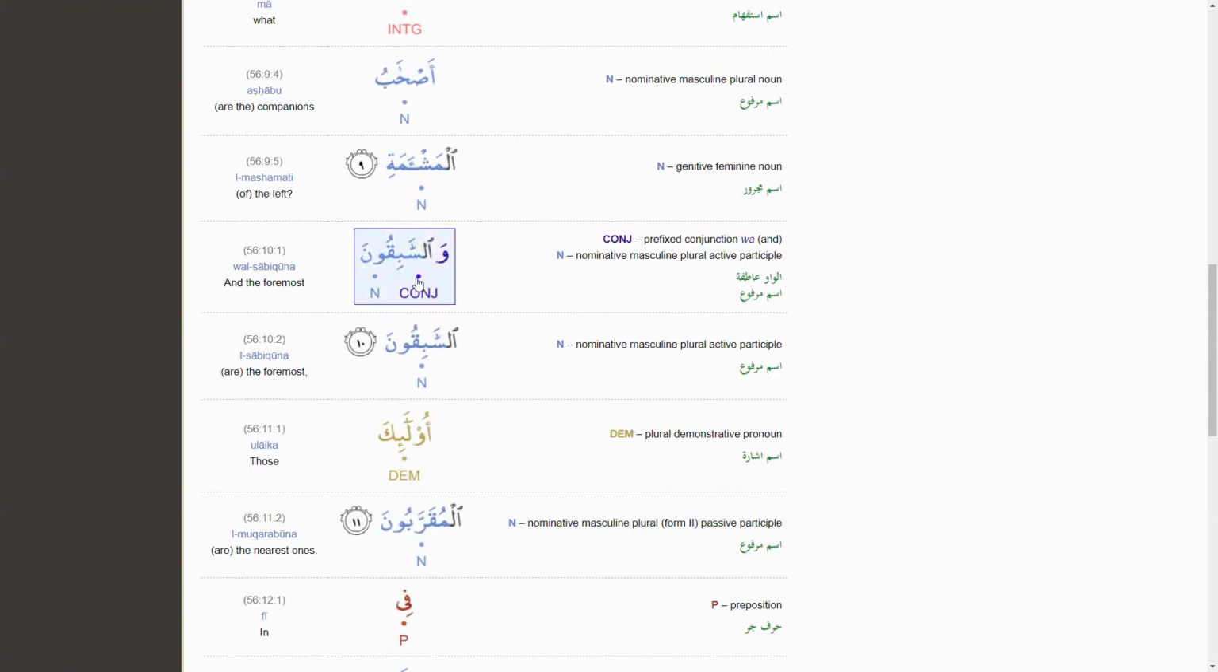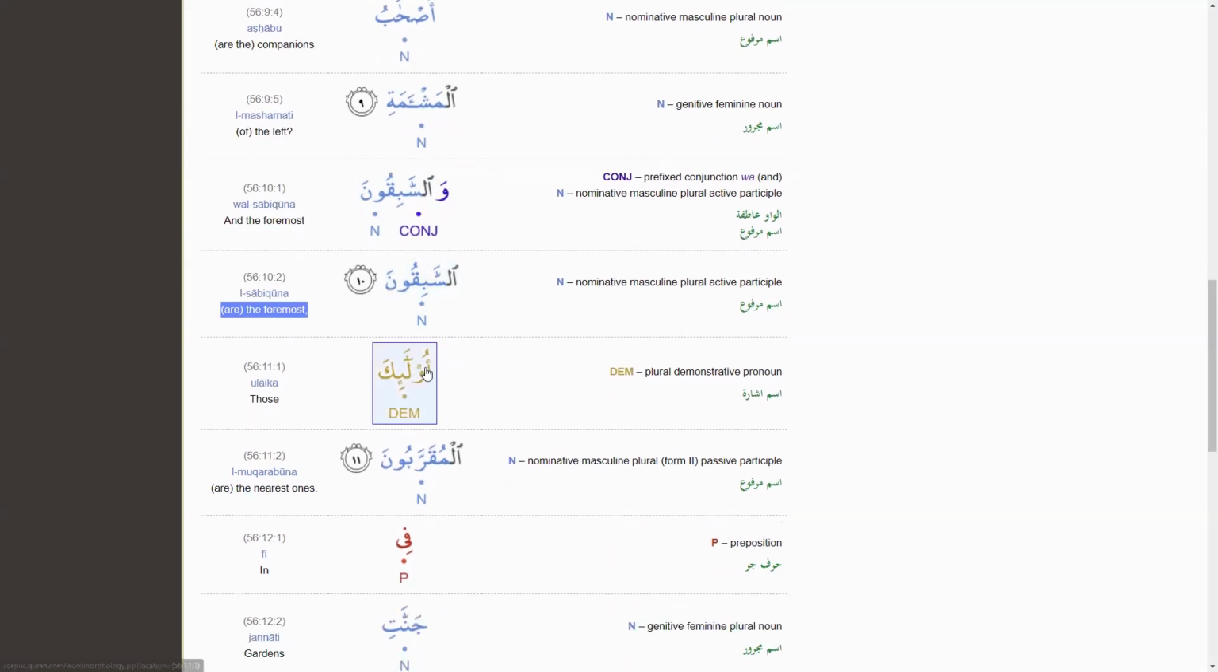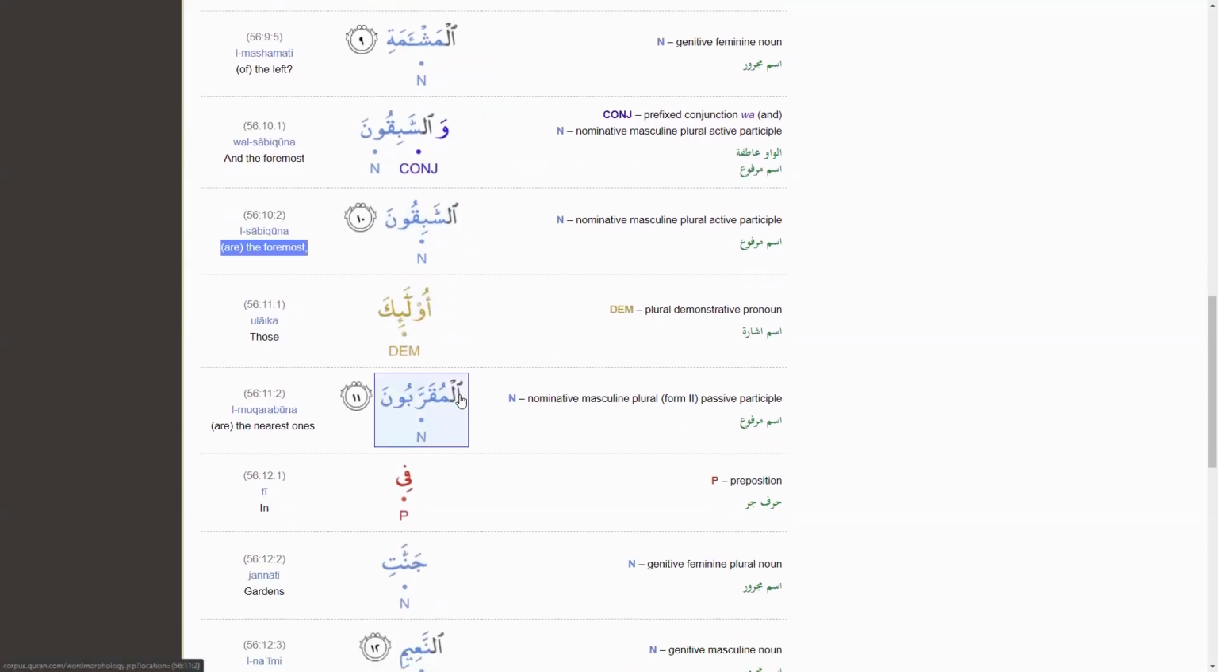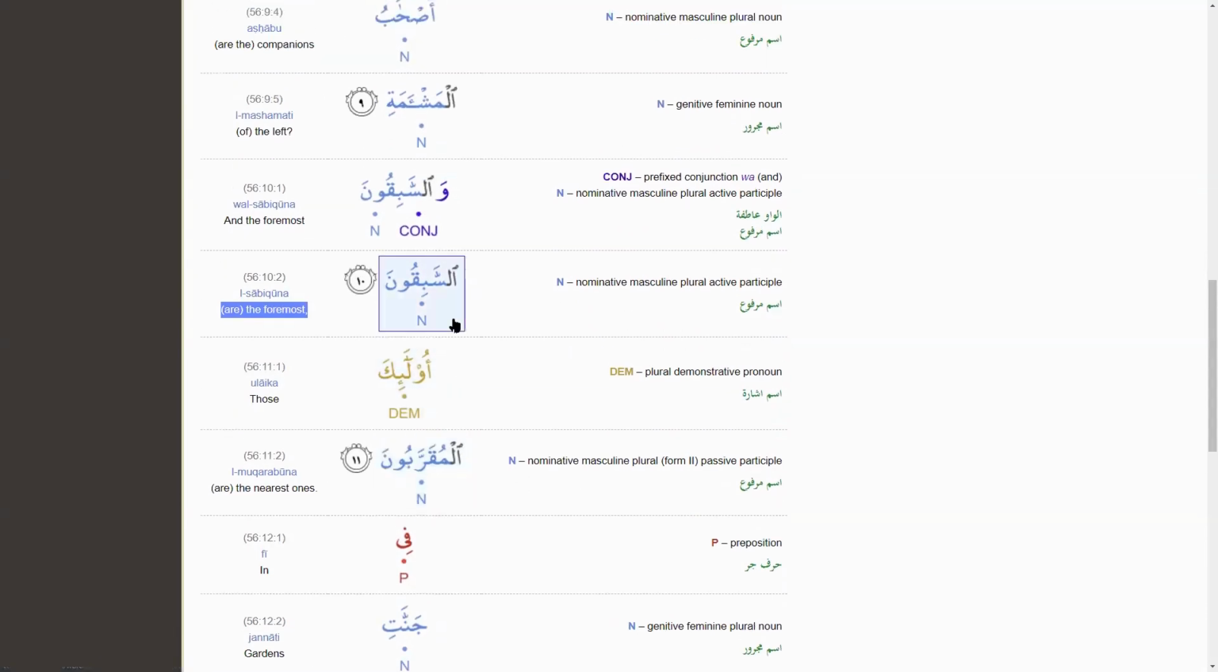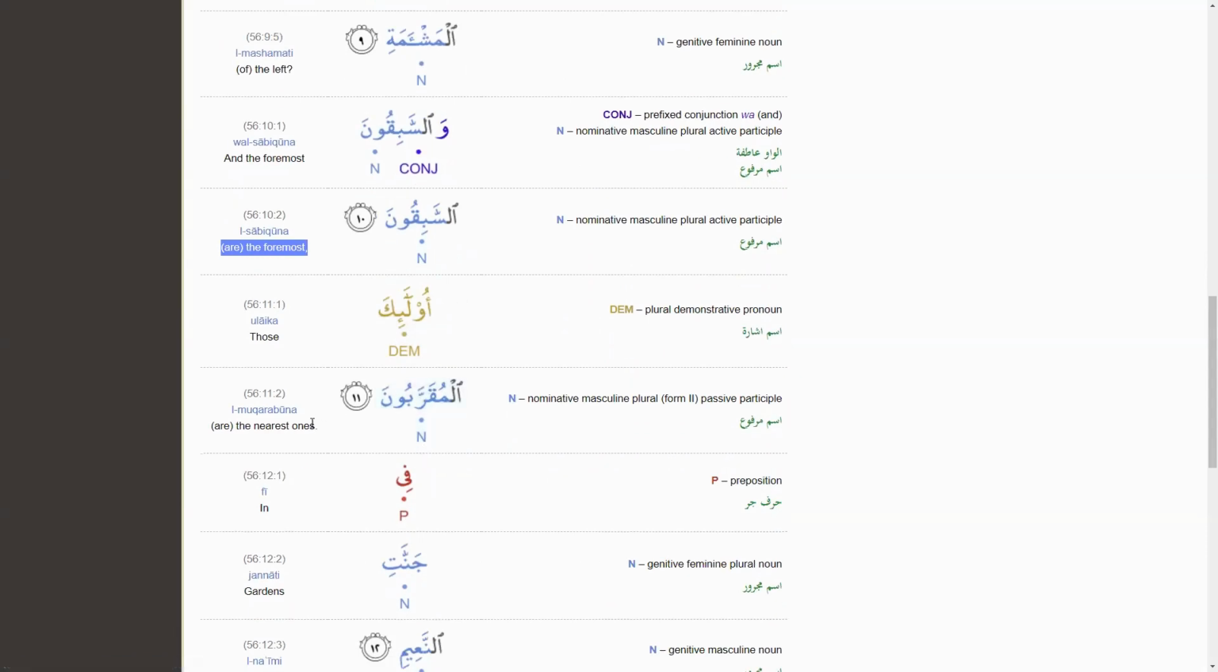وَالسَّابِقُونَ السَّابِقُونَ. They are the foremost, the foremost. This is just repeating the same word again and again. أُولَٰئِكَ الْمُقَرَّبُونَ. Those are the near ones, nearest to Allah subhanahu wa ta'ala. Muqarrabun, they are the nearest, they have a lot of taqwa, the sabiqun.